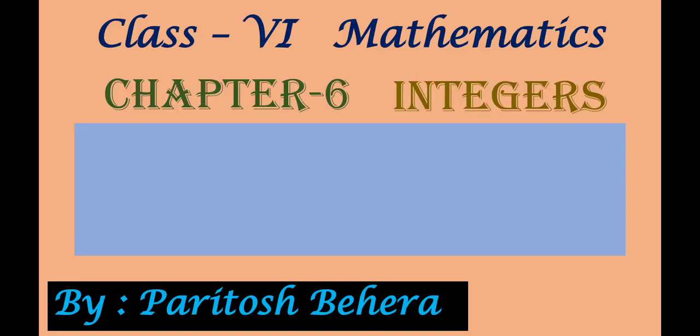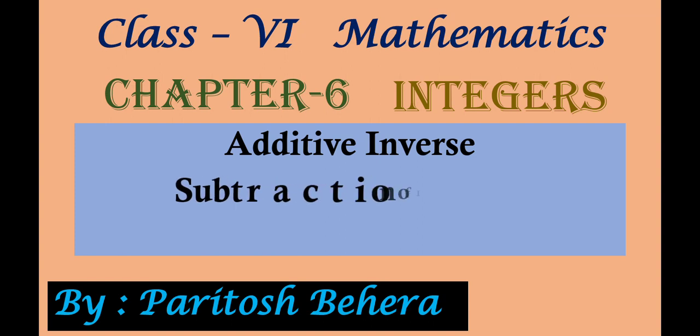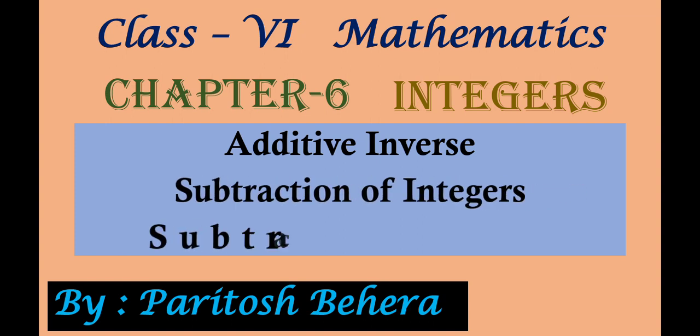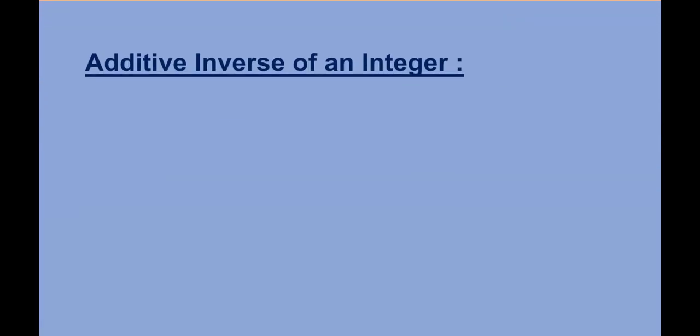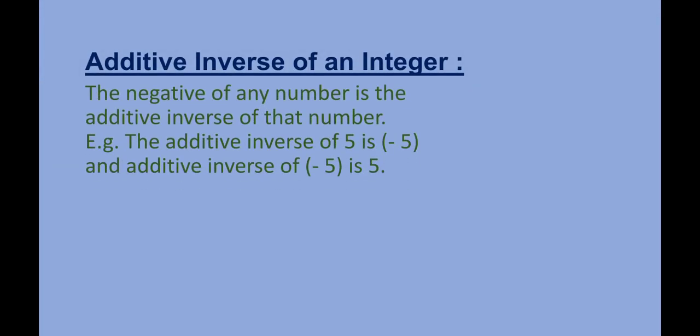Hello everyone. Today we are going to learn about additive inverse and subtraction of integers on the number line. So let's start with the additive inverse of an integer. The negative of any number is the additive inverse of that number. Like the additive inverse of 5 is minus 5. Additive inverse of minus 5 is 5.